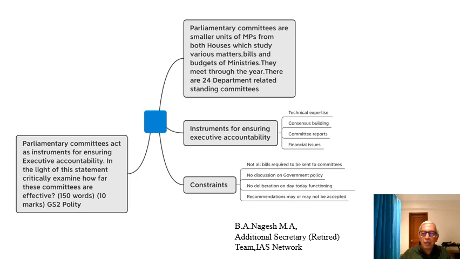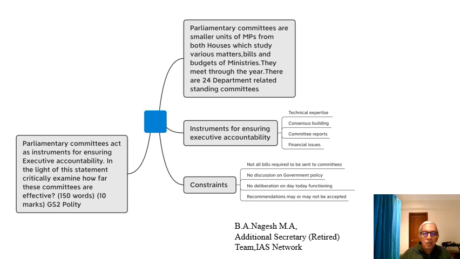Then I said what inbuilt advantages the committee has. It seeks technical expertise and provides sufficient valuable inputs to the House in later discussing and passing the bill. Then it promotes consensus among parties, and the committee reports, I told you, are full of factual details, technical details, which will help the legislature appreciate the background of the bill. Then financial issues, for the sake of repetition, on the outlay of a department, why the funds are not being spent, why there is rush of expenditure.